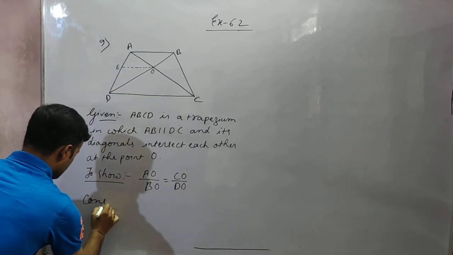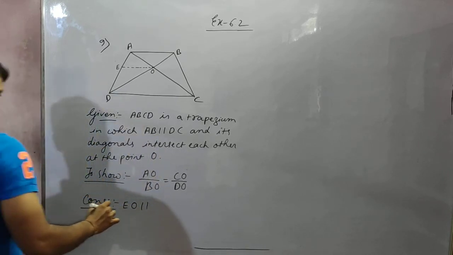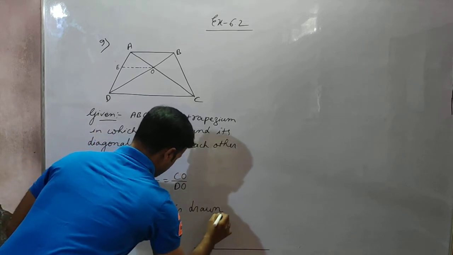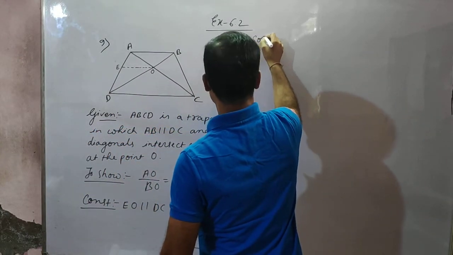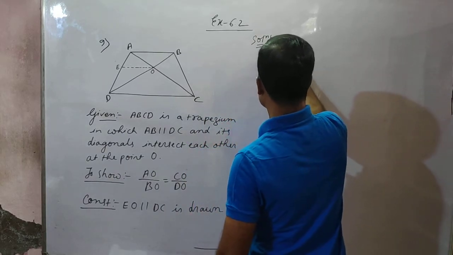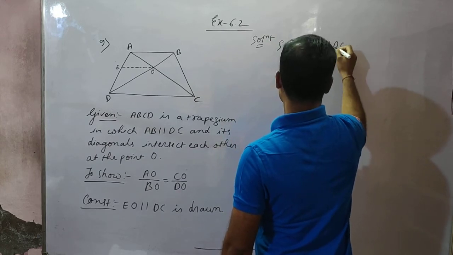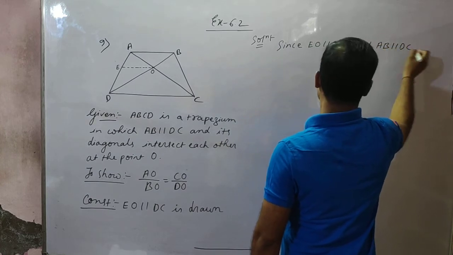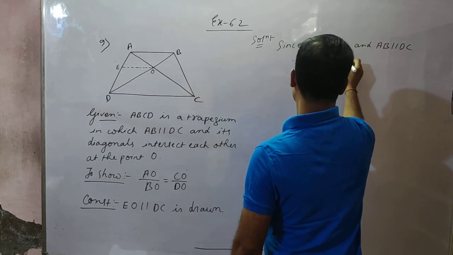Construction: EO parallel to BC is drawn. Okay, EO parallel to BC is drawn. So solution: since EO is parallel to BC and AB is also parallel to BC, therefore EO will be parallel to AB also.